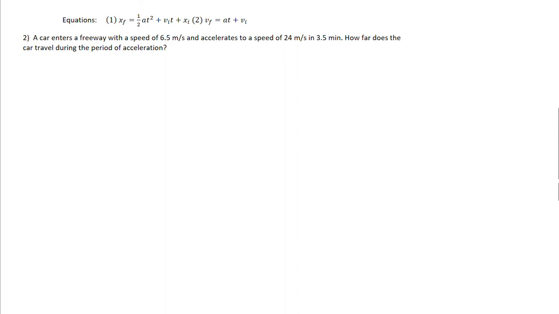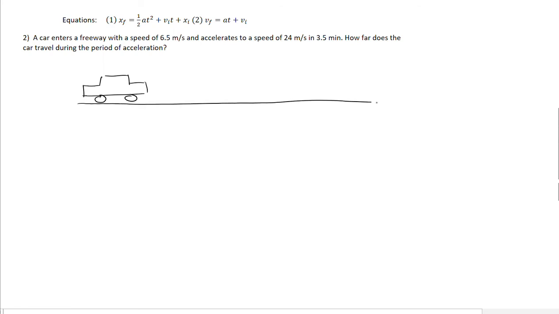So once again, if we look at a problem, we always want to have an idea, a picture in our mind of what this looks like, and it helps to draw that picture on the page to identify what we have going on here. All right, so here's our car. It's moving down the freeway.